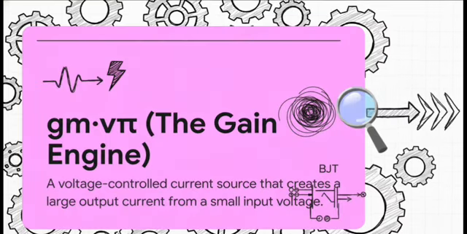And the second part, well, this is the real engine of the whole amplifier. It's a special component called a voltage-controlled current source. This is where all the magic happens. It's like a little machine that says, hey, for every tiny little wiggle of voltage you give me on the input, I'm going to pump out a much, much bigger proportional stream of current on the output. This is our gain engine, right?